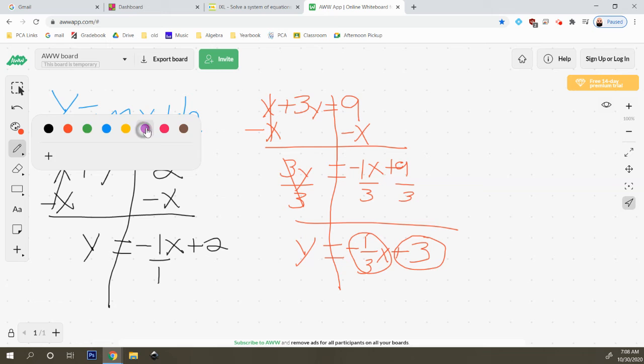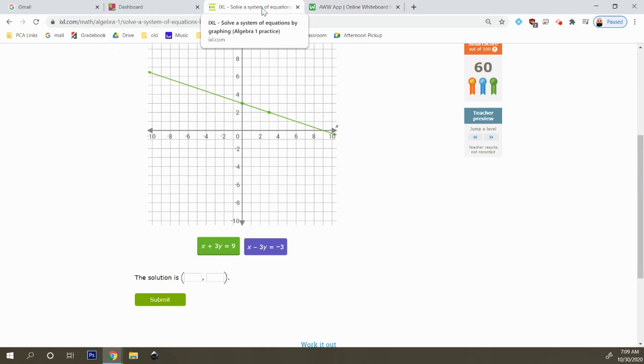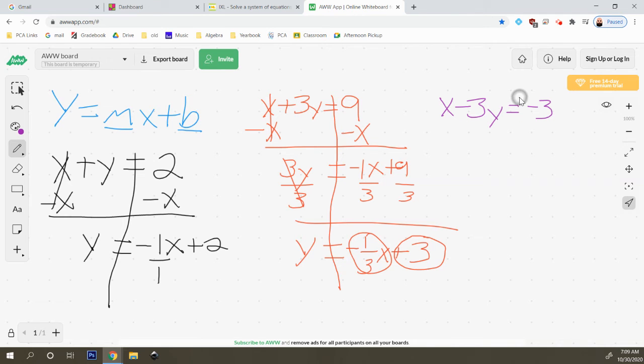If I was smart, I would have picked the same colors, wouldn't I? So the purple one, x minus 3y equals negative 3. Let's just check and make sure I got that right. x minus 3y equals negative 3. Okay, same thing. We got to put it in slope-intercept form.